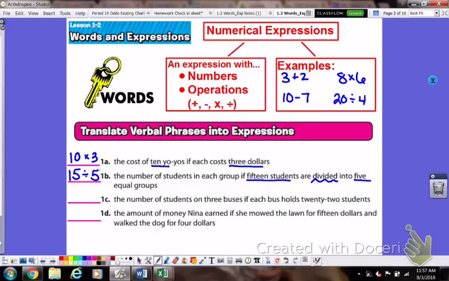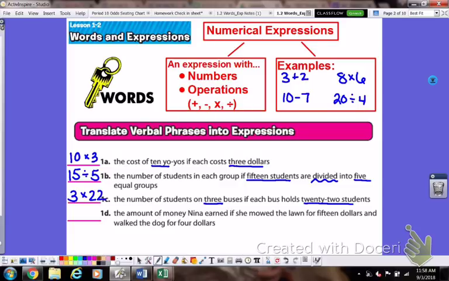Okay, for 1C: the number of students on 3 buses if each bus holds 22 students. So we have 3 buses. Each holds 22. This is very similar to 1A. I have 3 buses. If there's 22 on each bus, how many total students could we have? Again, it's multiplication, so 3 times 22.